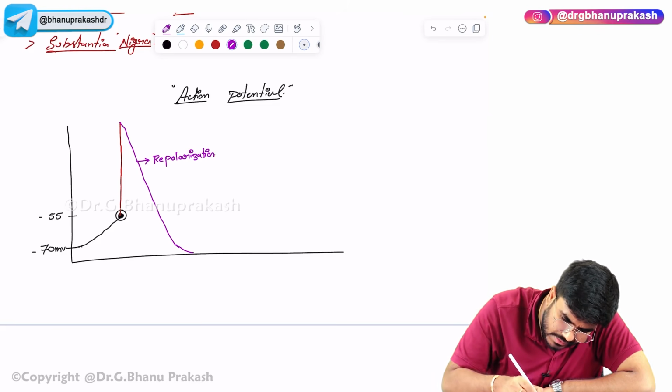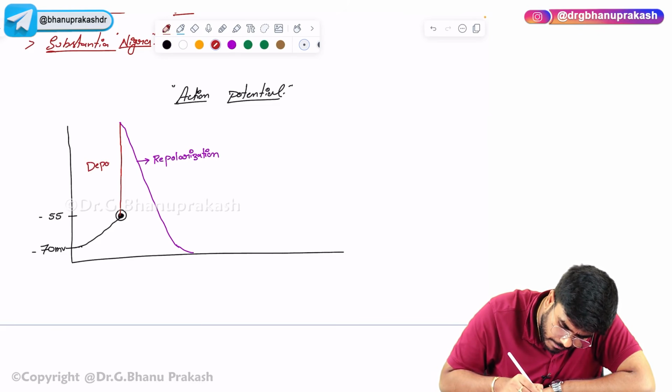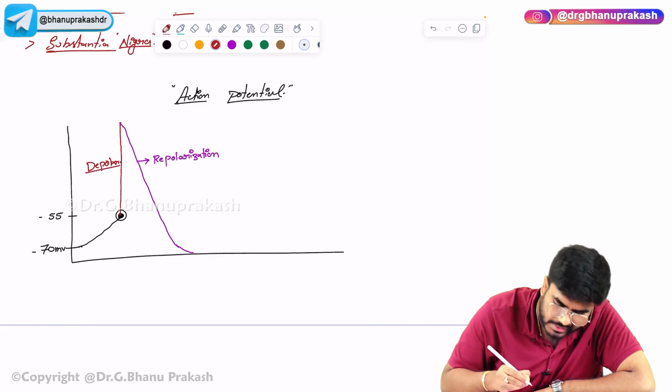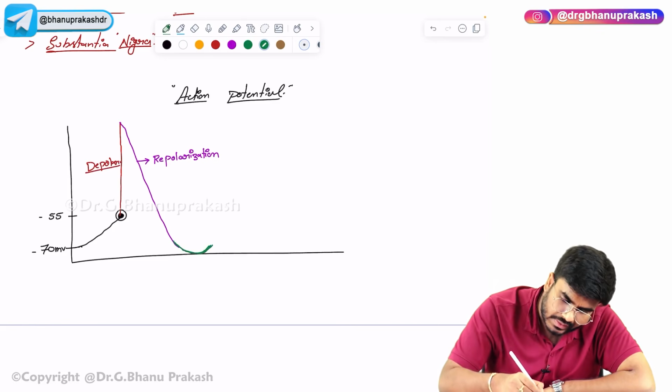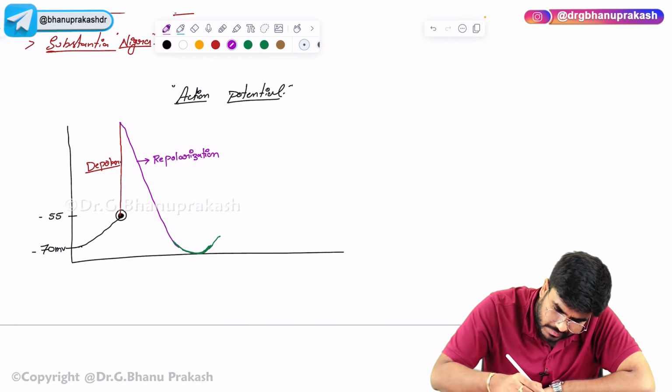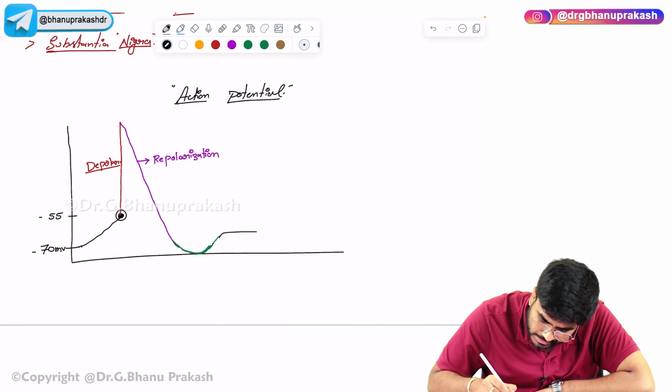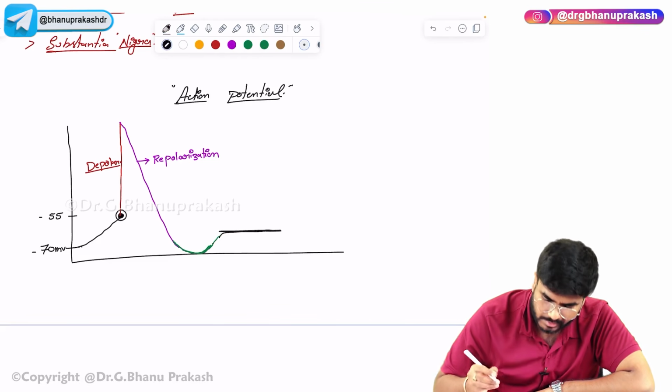This red color phase is called depolarization. Depolarization and repolarization. This phase where it is getting more negative than the resting membrane potential is called hyperpolarization. Again, the membrane will come back to the resting membrane potential.